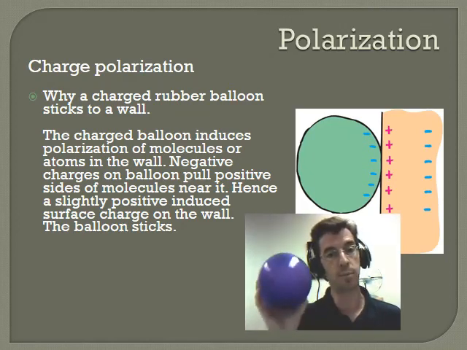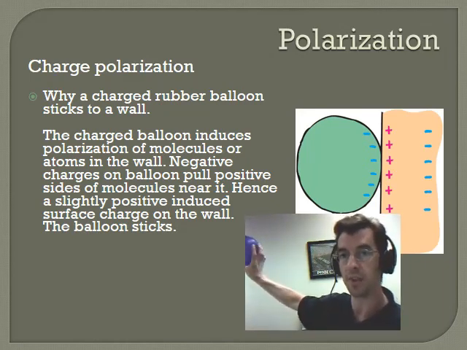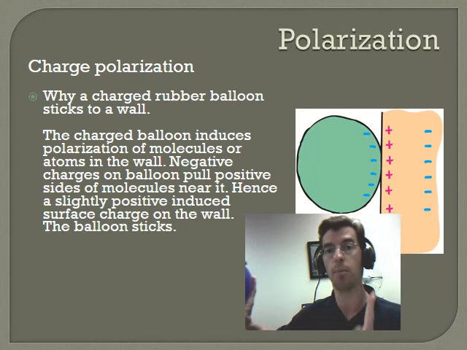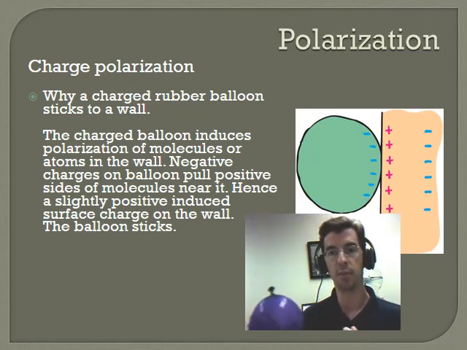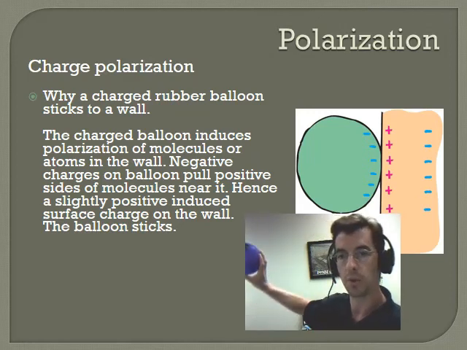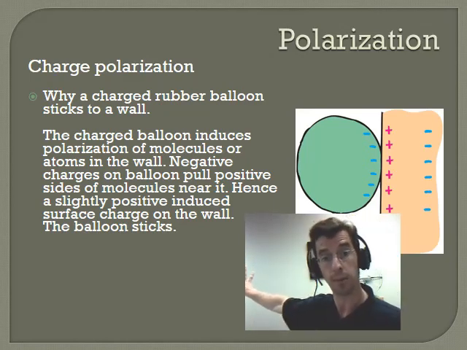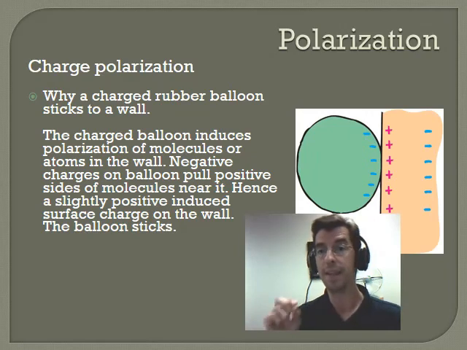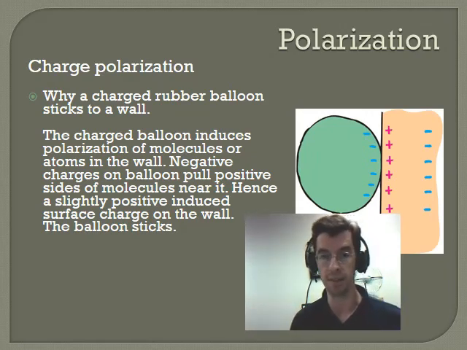When I bring a negative balloon close to my neutral wall, the negatives in the wall, which are the more mobile, right? Electrons are much more mobile than protons are. They're much smaller, they're much less massive, and therefore they're going to be accelerated more by a force. So when I bring my negative balloon close to my neutral wall, the negatives are going to get pushed inward. They're going to be repelled by my negative balloon. That will leave the surface of the wall appearing to be positive.